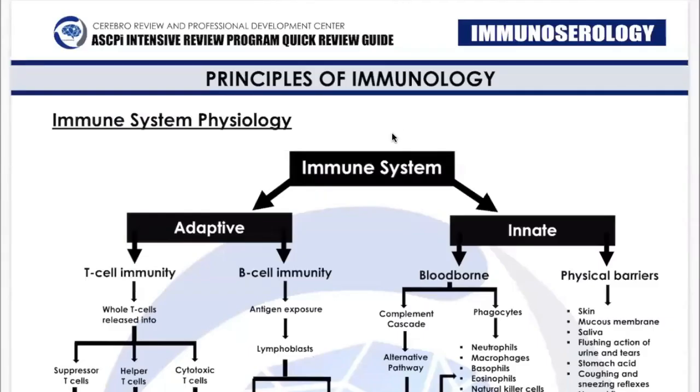Okay, so first we have basic principles with regards to immunology. First of course, we have to understand the nature of our immune system. So our immune system is divided into two. We have the innate immunity and we have the adaptive immunity.